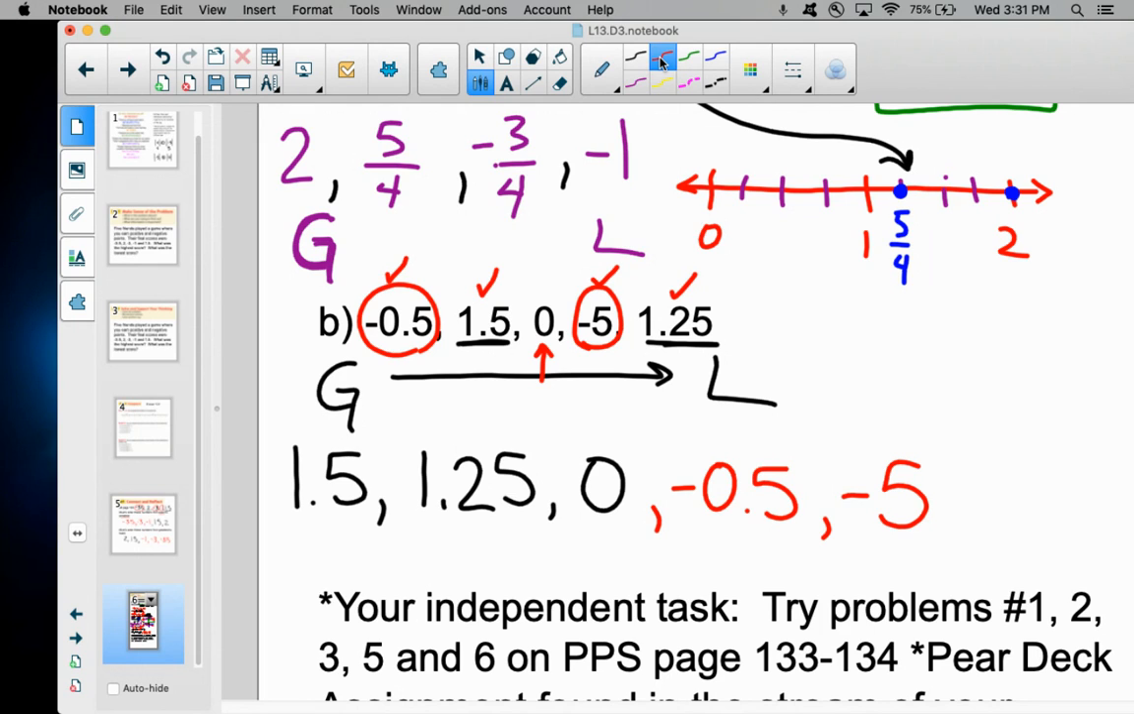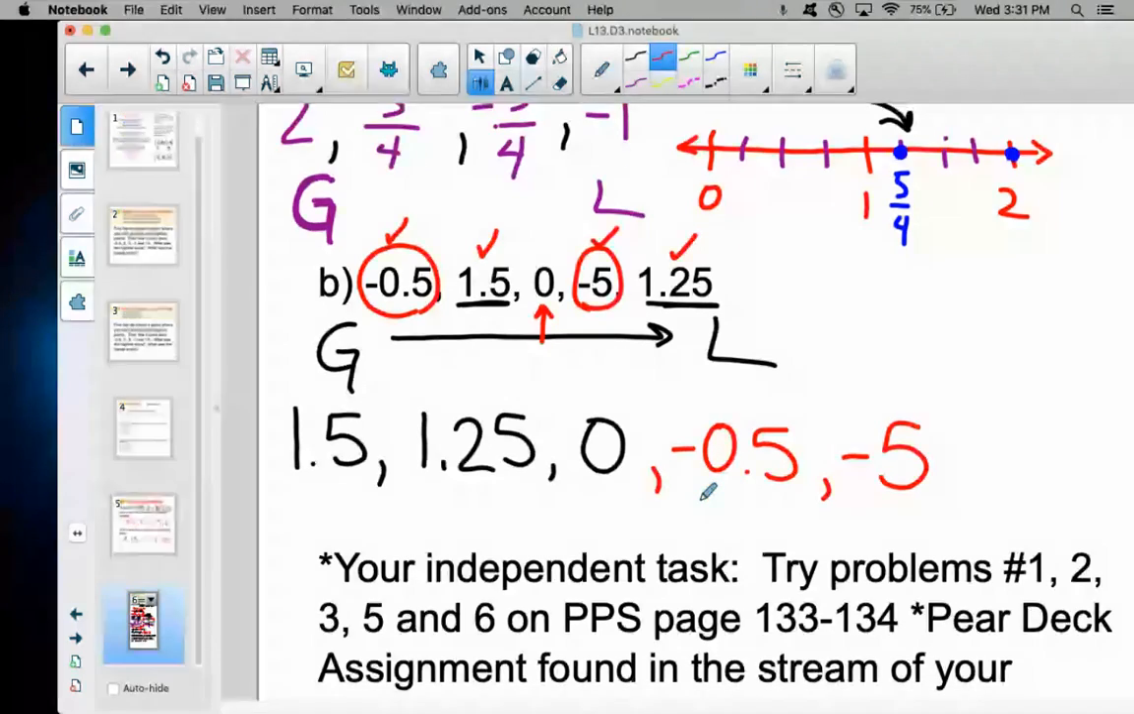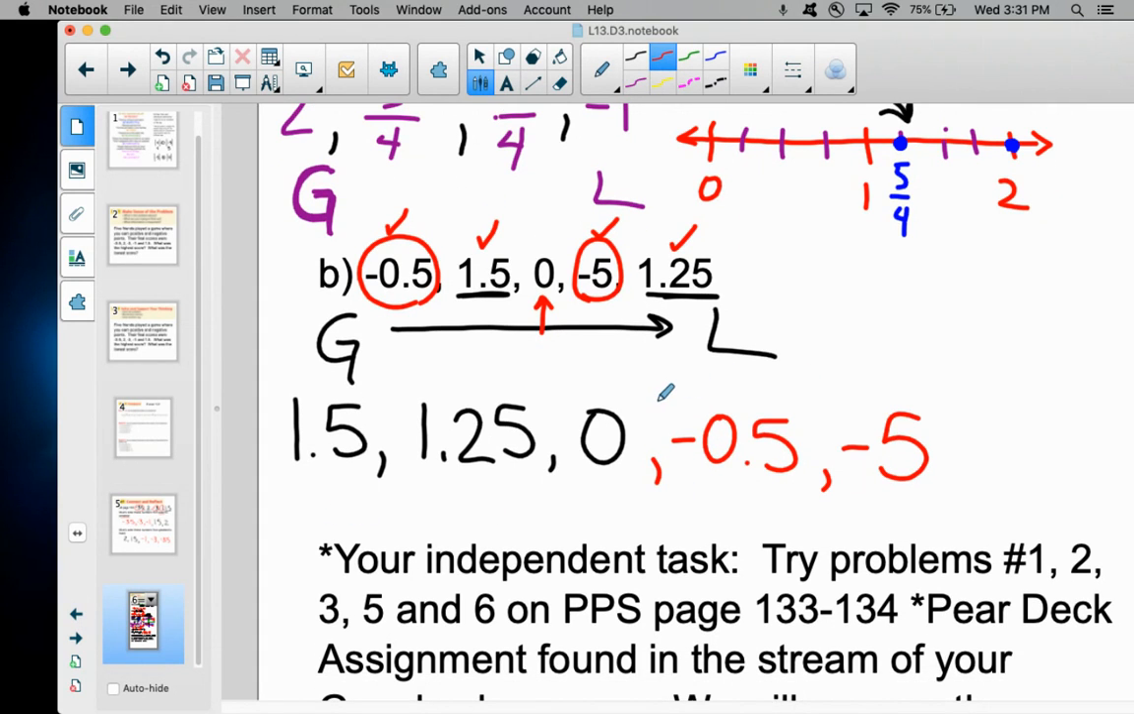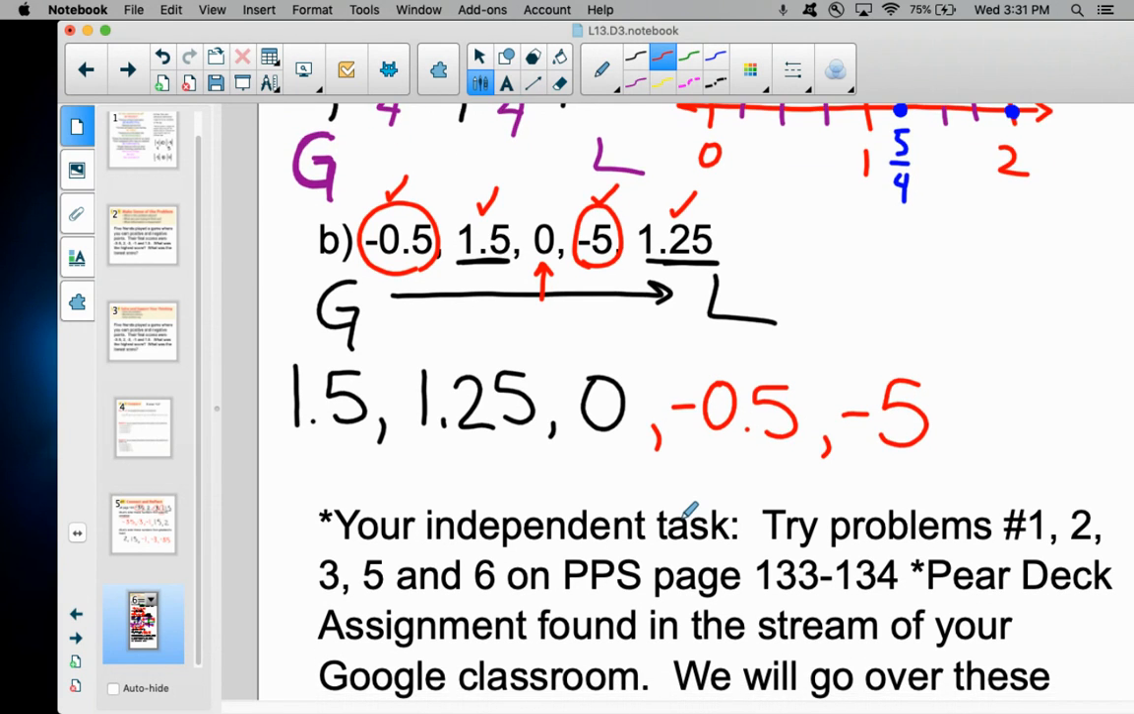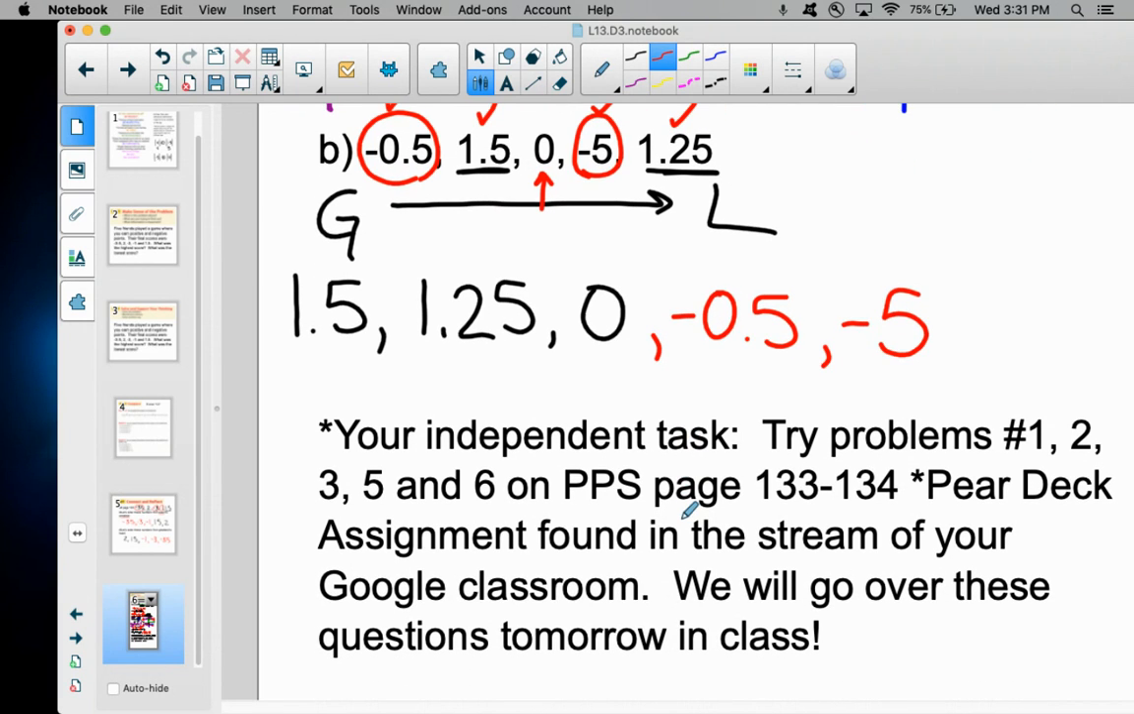So again, you can compare using a number line, or you can compare two numbers looking at greatest to least, least to greatest. Make sure you are not falling into the trap of doing it in the wrong order, following those directions.